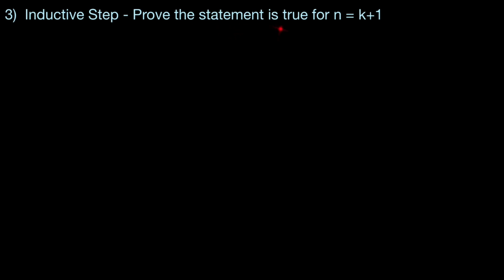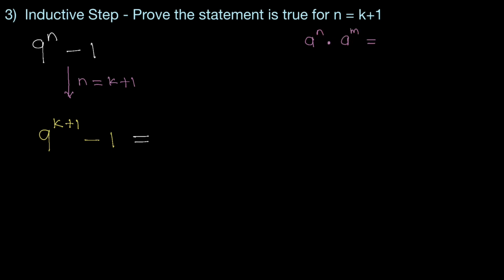Prove the statement is true for n equals k plus 1. This is the expression again, 9 to the power n minus 1, and we replace n with k plus 1. That's where we're going, and that should be equal to 9 to the power k plus 1 minus 1. We're going to use indices here, where a to the power n times a to the power m equals a to the power n plus m. We can see n plus m here, so we're going to go back in reverse, and that's 9 to the power k times 9 to the power 1, minus 1.